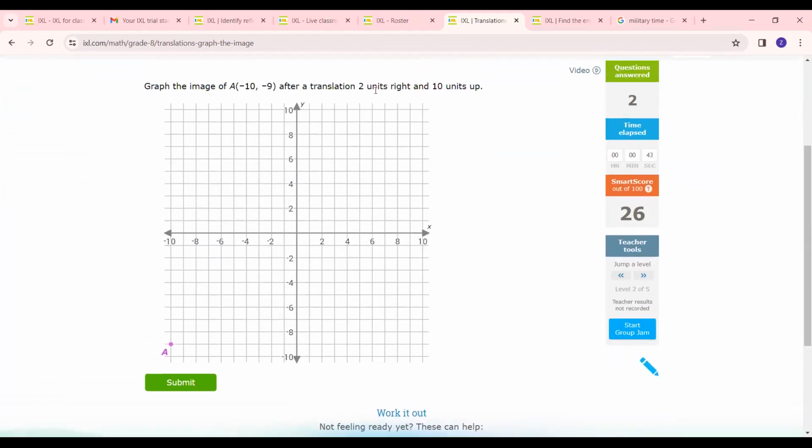And then this one says 2 units to the right and 10 units up. So that's going to be how many units to the right? 1, 2, and then 10 units up. 1, 2, 3, 4, 5, 6, 7, 8, 9, 10. All right. Do y'all understand that? Or you don't understand? Let me know, please.